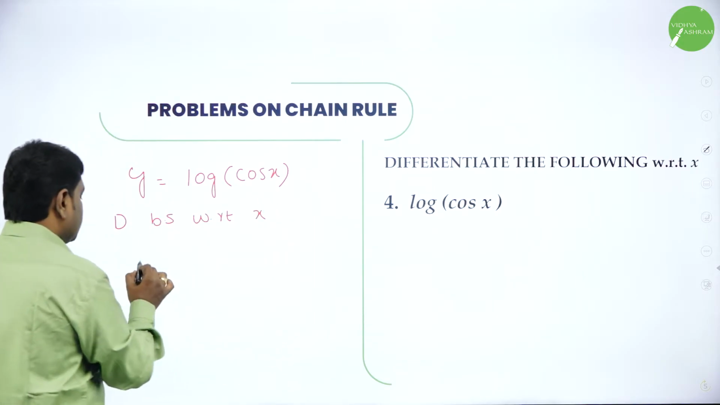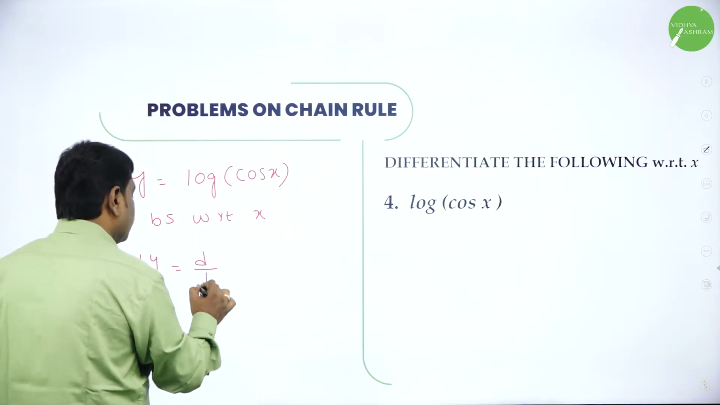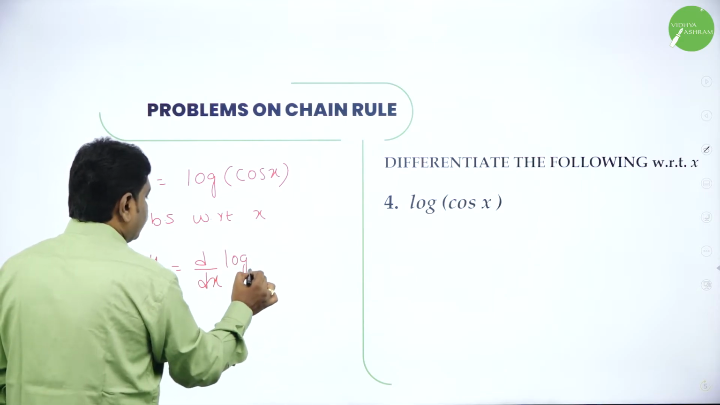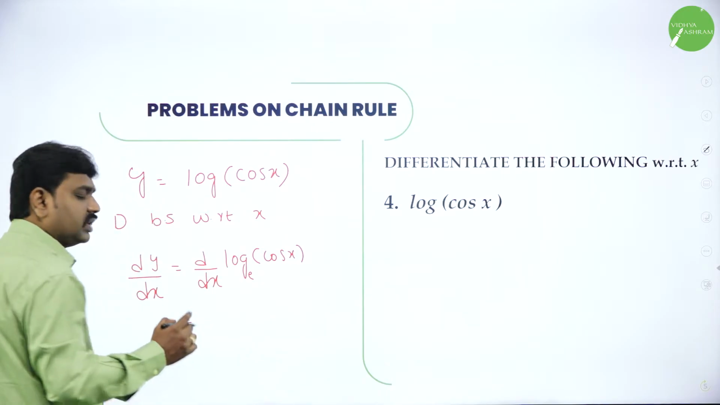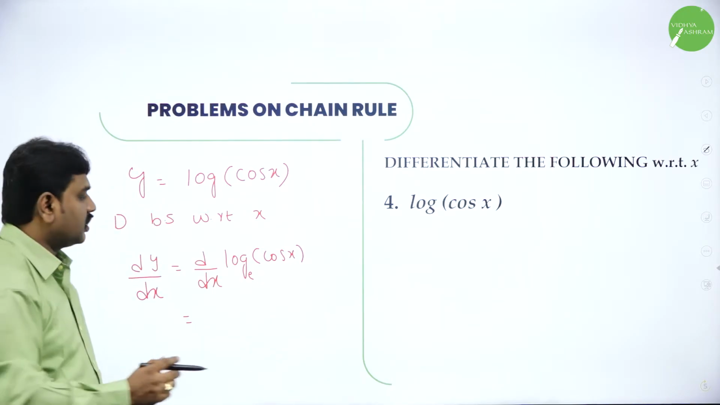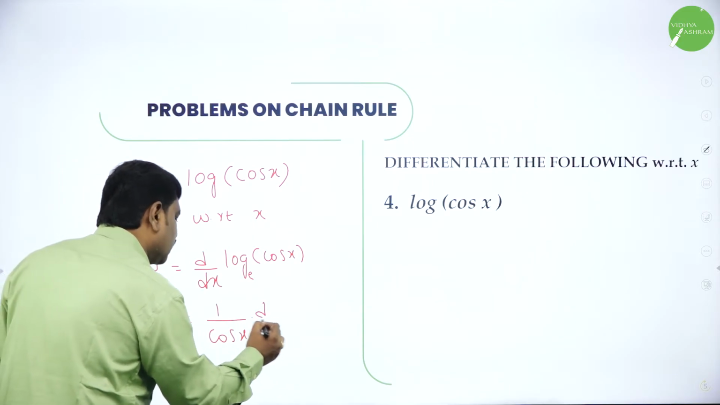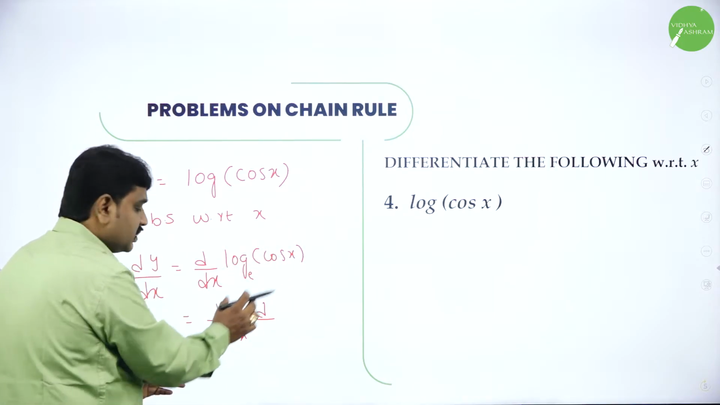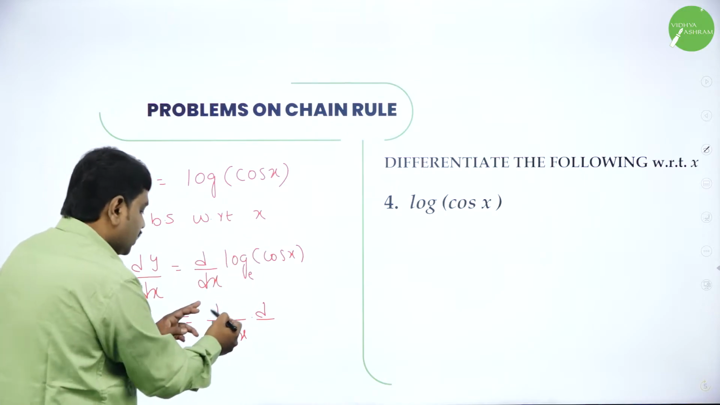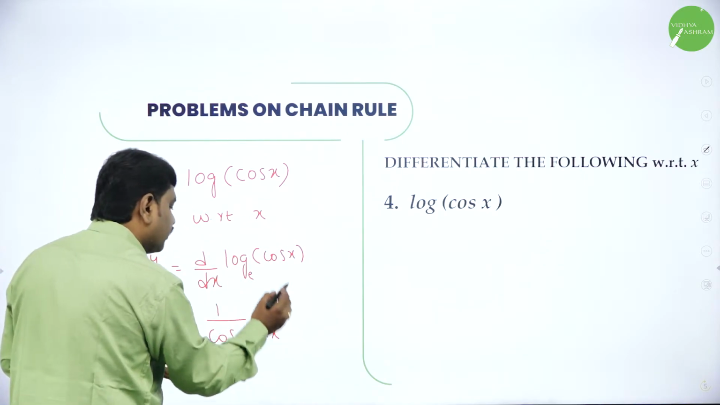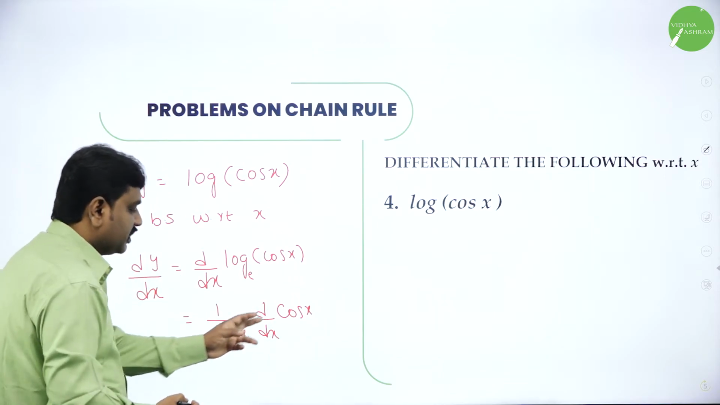If you do that, LHS becomes exactly d by dx of y, and RHS is d by dx of log of cos x. Log of cos x means log base e of cos x, and it is in the form log f of x. So differentiation of log x is 1 by x. Log cos x is 1 by cos x into d by dx of the internal function. Inside log, if you have x, we will write 1 by x and we will stop. But inside log we have a function of x. So 1 by cos x into d by dx of the internal function. What is the internal function? Cos x. So 1 by cos x into d by dx of cos x.